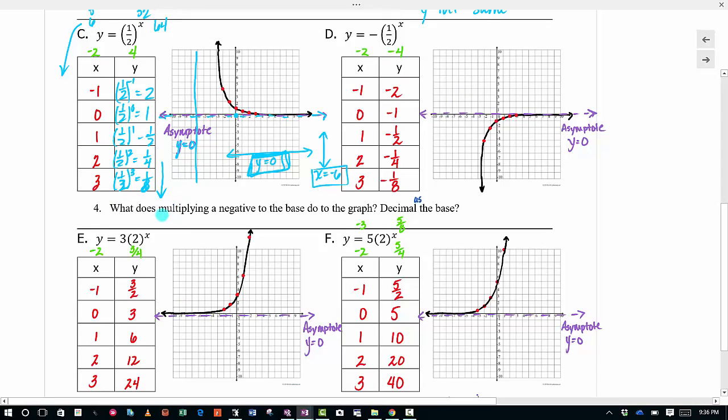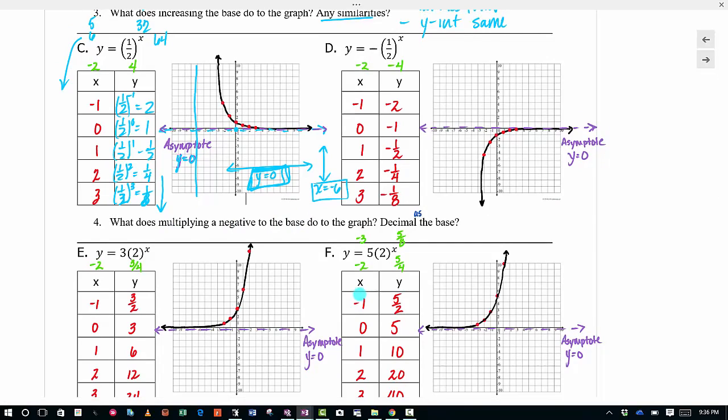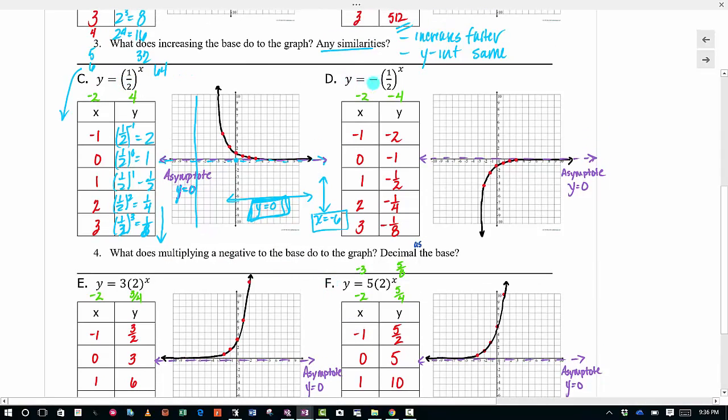It says, what does multiplying a negative to the base do to the graph? Well, you can see here. Here's 1/2. Here's negative times 1/2 for our base, right? And this one decreases and it gets closer to the x. This one increases and gets closer to the x. But really, what's happening? It's just flipping. We took the function and we flipped it down. So we can just say it flips it. And we can even be more specific, flips over the x-axis. And we've seen that before with absolute values, so that's not too new to us.